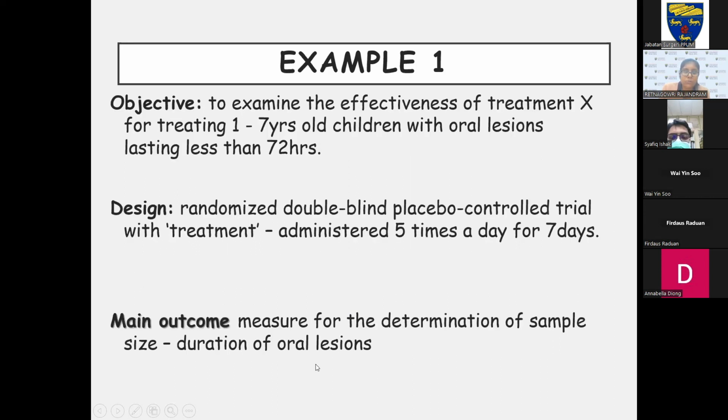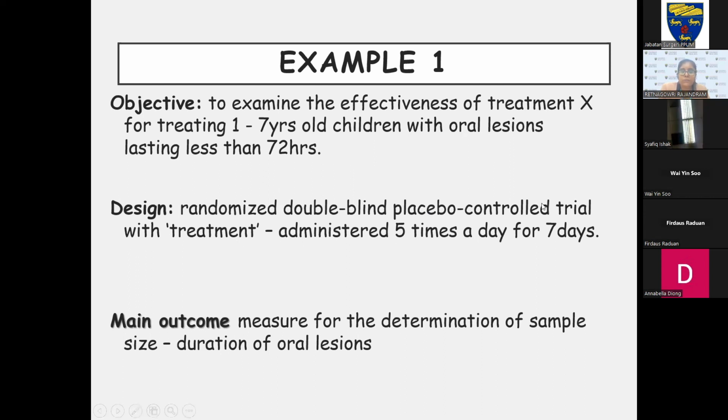So I'll show you an example soon. Like the example here: children are given treatment X, and they want the lesions to last less than 72 hours. So this is a randomized trial, placebo and control. Something like what you just said, you've got two different treatments. One is nutrition, and the other one is nutrition plus protein. So just take it like that.